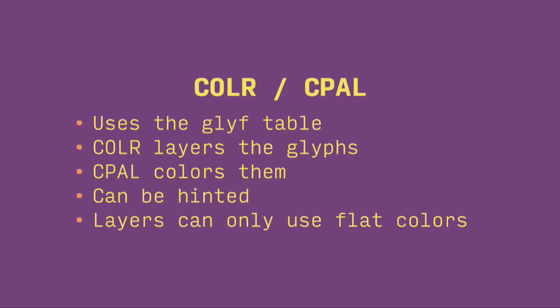The COLR table says these are the layers, and the CPAL table says these are the colors for each layer. Because these are regular old glyphs, you can still hint them, and you have access to all the OpenType features that you want.